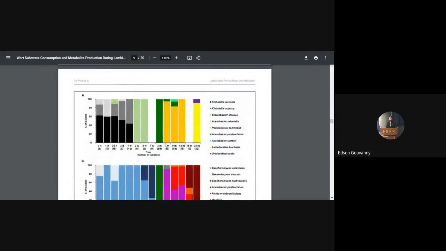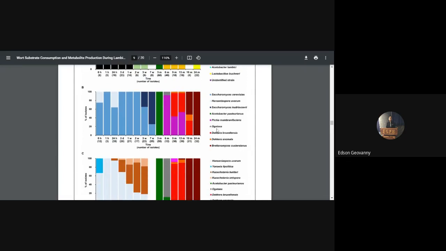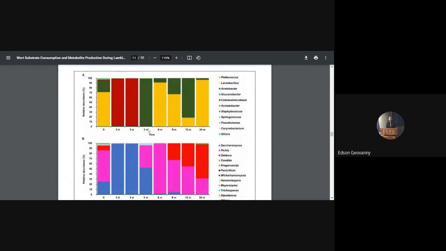In this part, during the 24-month lambic beer production process, several microbial species were identified: Klebsiella, Enterobacter, Lactobacillus, Saccharomyces cerevisiae, and Pichia. In this part, the number of yeast sensitive to cycloheximide reached a maximum after 3 days of fermentation and remained stable for 3 weeks.